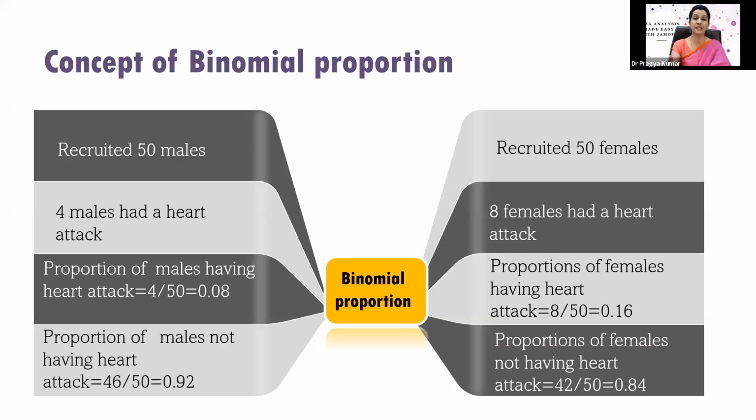Then I'll say not having. So the proportion of males not having a heart attack will be 92%, because 8% had a heart attack. And the proportion of females not having a heart attack would be 84%, because 16% had a heart attack. So that's the concept of binomial proportion. It means you give the proportion of something, and the alternate, the next part, will be not having that particular thing. So that is the binomial proportion.